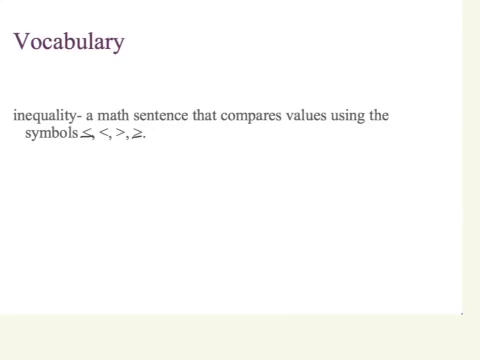Typically, when we talk about inequalities, we're talking about a math sentence that compares values using the following symbols. This one here is less than or equal to. This is less than. This is greater than, and this is greater than or equal to. Your textbook will focus primarily on these two terms here, less than and greater than. Sometimes you'll see in other books, this is also an inequality sign. It says specifically that two things are not equivalent.